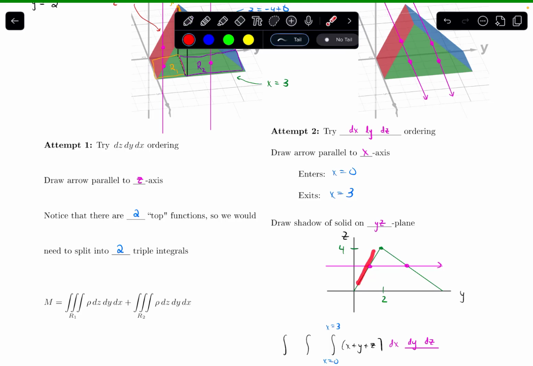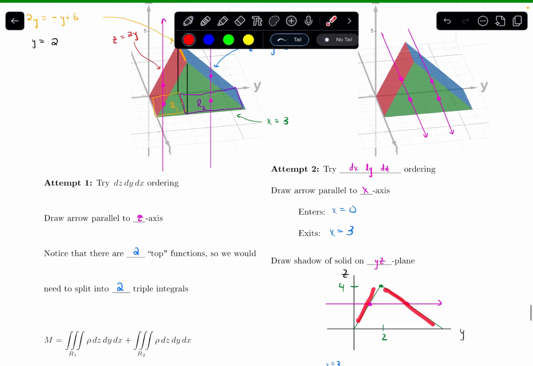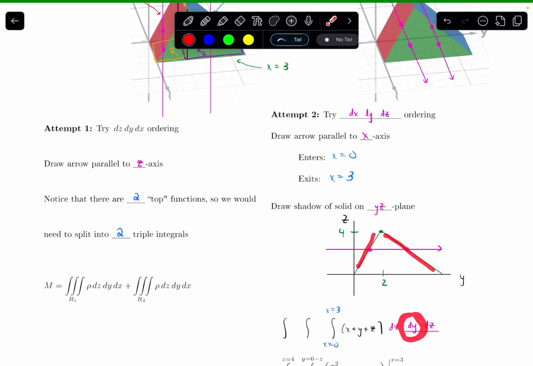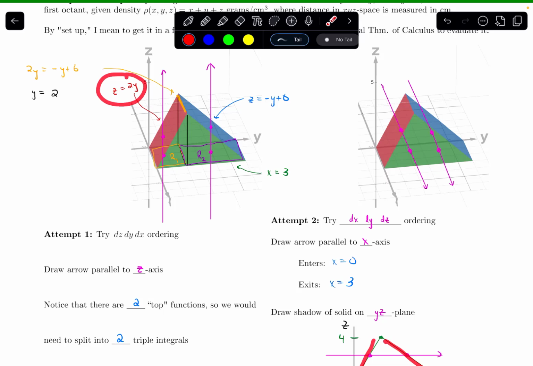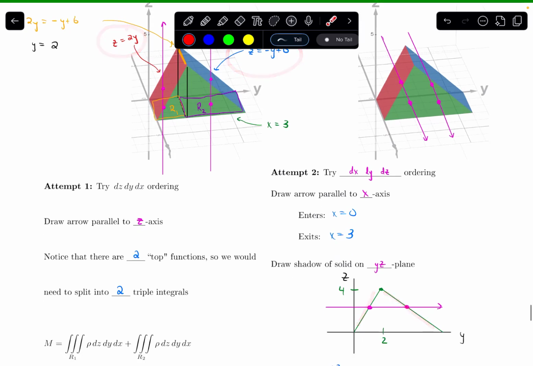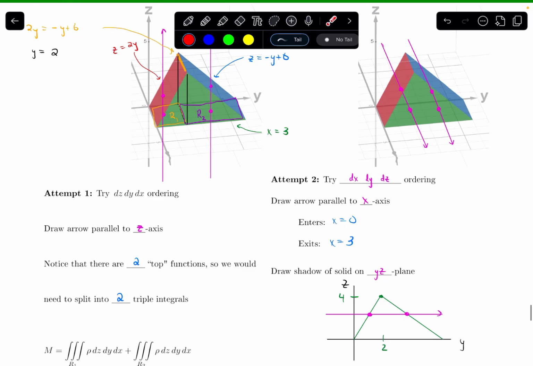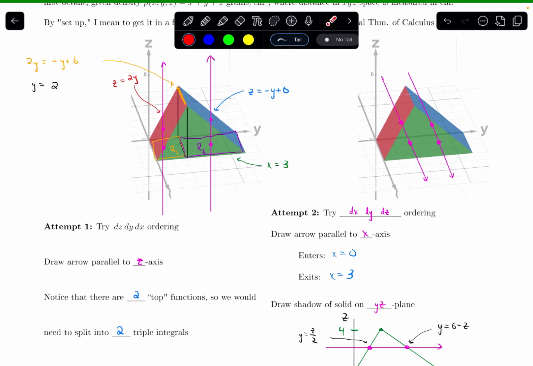When we do this, dy next and then dz last, now I need to know the equation of each of these curves, the left and the right one, with y isolated, because y is my next variable. So I have to isolate y in both of these equations. For this first equation, where it enters, y equals z over 2. And for this curve where it exits, if I isolate y here, we get that y equals 6 minus z.